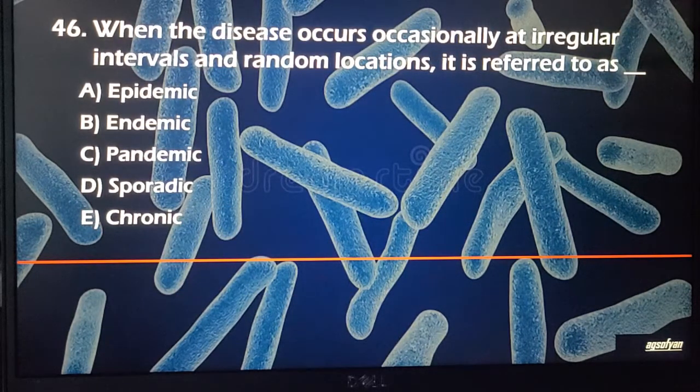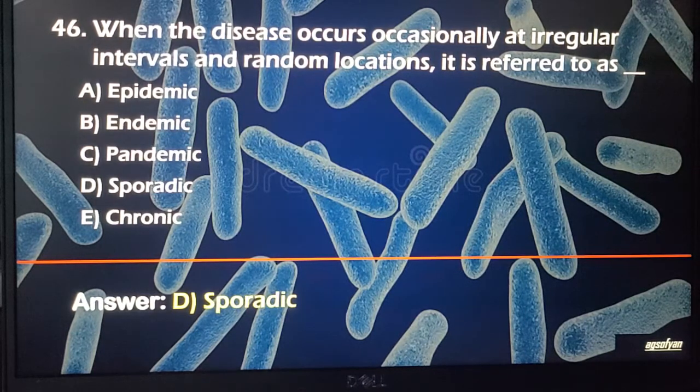Number 46. When the disease occurs occasionally at irregular intervals and random location, it is referred to as A. Epidemic, B. Endemic, C. Pandemic, D. Sporadic, or E. Chronic. Choose your answer. Yes, the answer is sporadic. Okay, there are 4 types of distributions of disease in population: epidemic, endemic, pandemic, and sporadic.